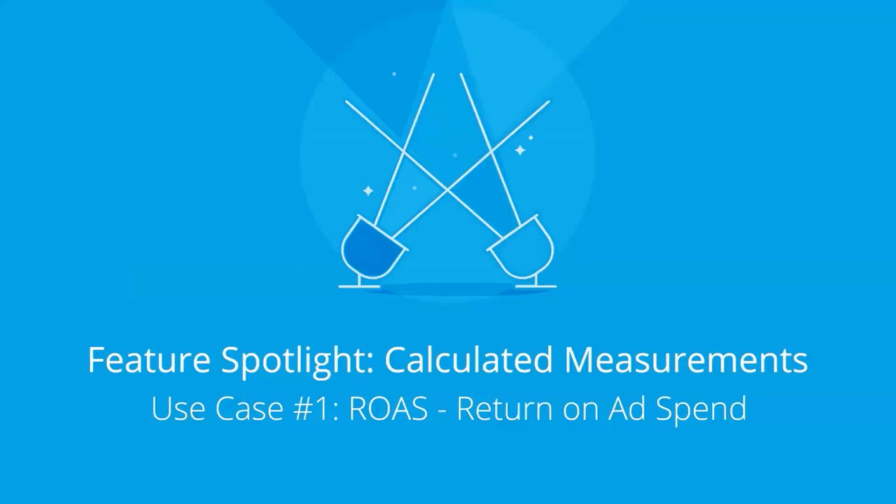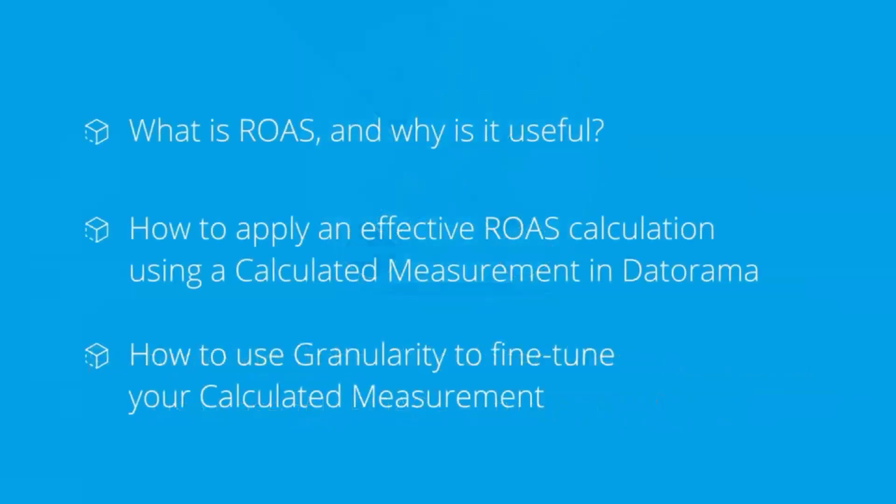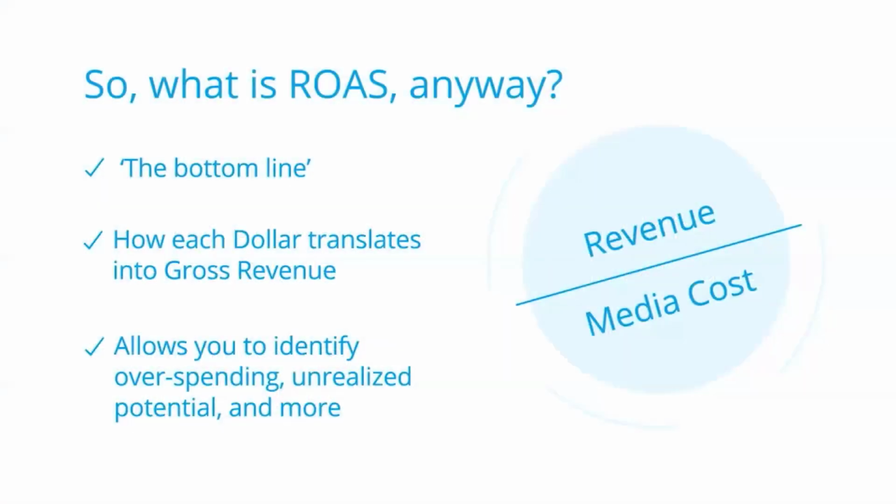So use case 1 is return on ad spend, that I was talking about earlier, and let's see how we do the return on ad spend. Return on ad spend is basically how each dollar translates into the gross revenue. So revenue by media cost: each dollar, how much am I yielding? Per dollar is basically return on ad spend, and it helps you identify overspending, unrealized potential and more.